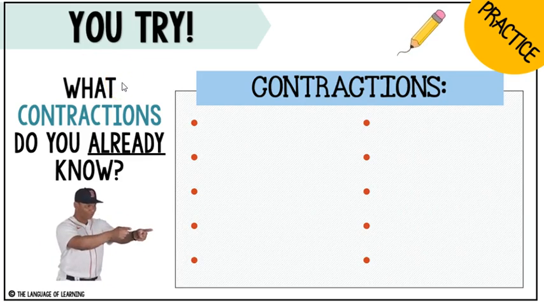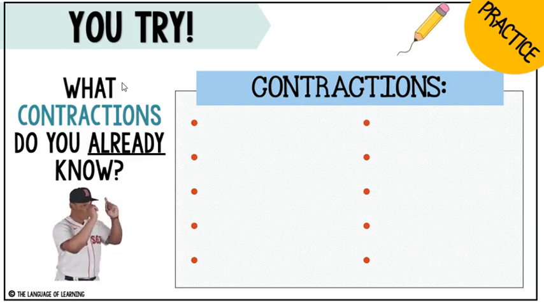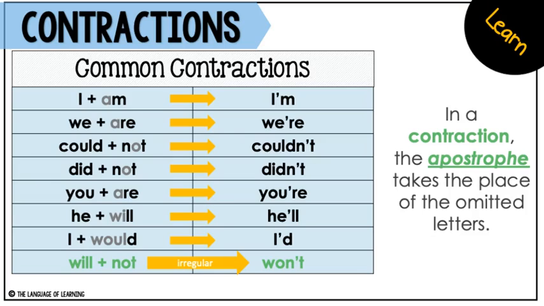What contractions do you already know? So here are some common ones. I am, I apostrophe M, we apostrophe RE. Could not, couldn't: the apostrophe T takes the place of the O, and here it takes the place of the A. And this also takes the place of the A that the apostrophe does.